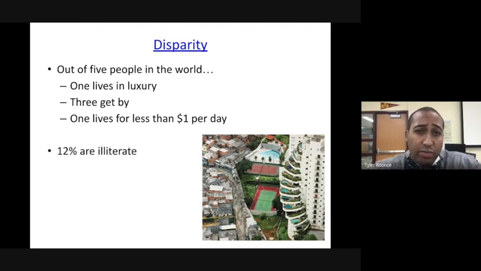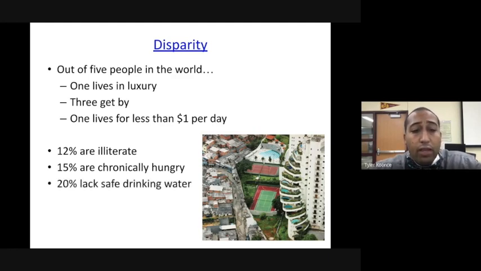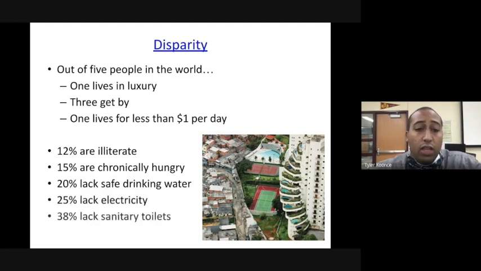12% are illiterate. 15% are chronically hungry. 20% lack safe drinking water. 25% lack electricity. And 38% lack sanitary toilets.